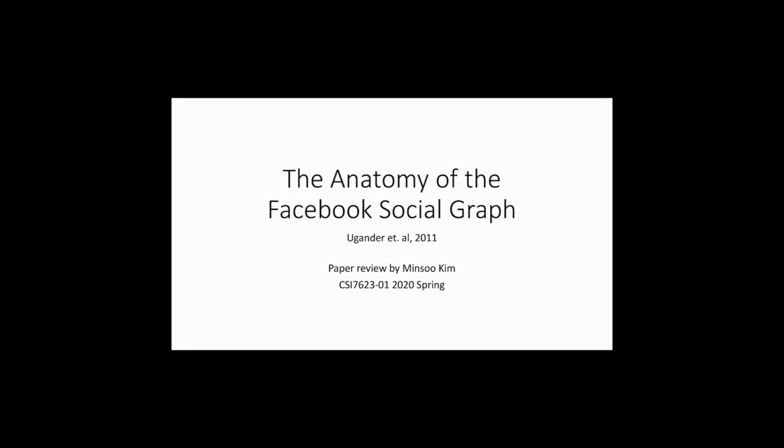I'm Minsu, and I'll be reviewing the paper, The Anatomy of the Facebook Social Graph today. If you haven't already seen the class lecture for today, I recommend that you do that first before looking at this presentation because the lecture goes over some important concepts that you need to know to understand the results in this paper. It may seem like an obvious question, but I like to start by asking, what actually are graphs?